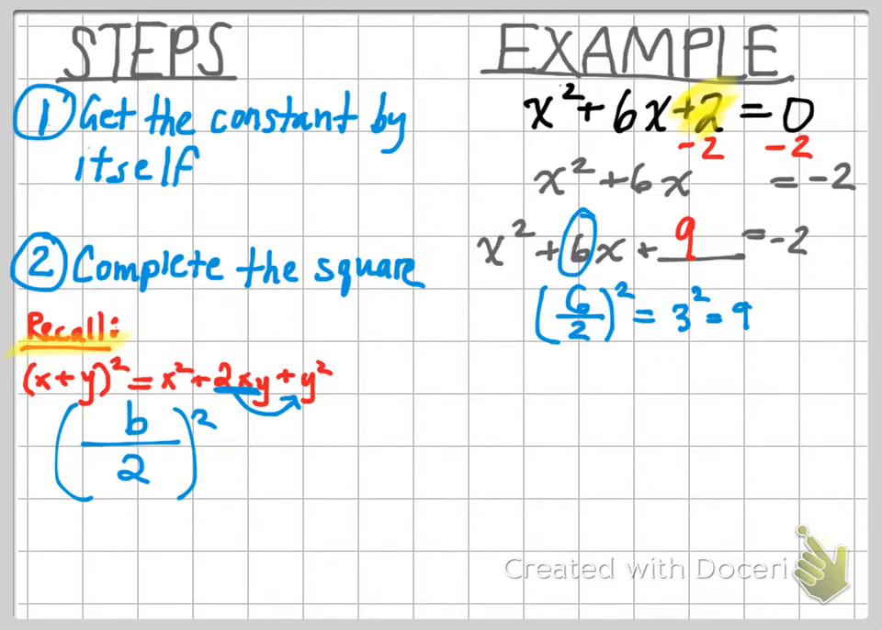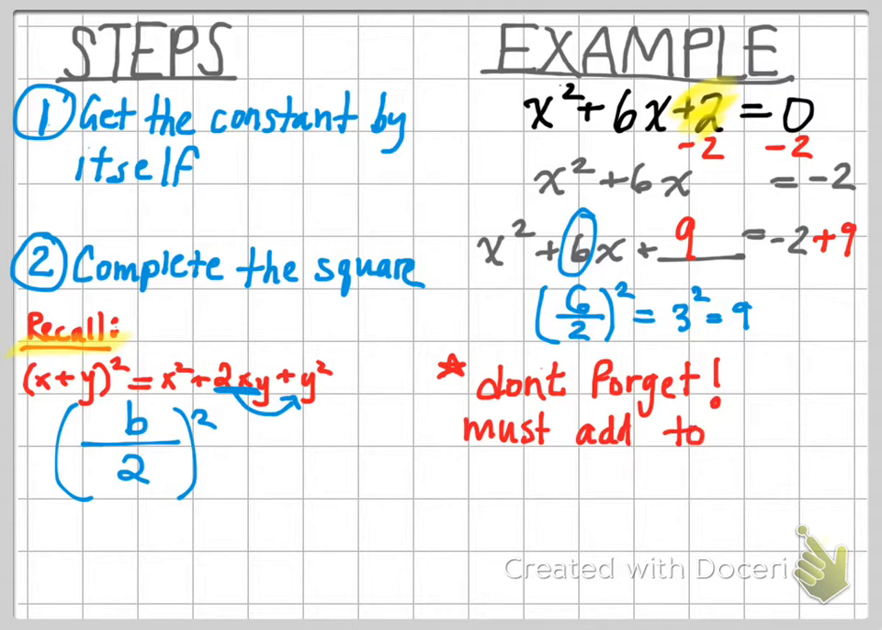So if I add 9 to the left side, I also need to add 9 to the right. And that's a really important step. So don't forget here that whatever you add to one side, you need to add to the other side. Must add to both sides.